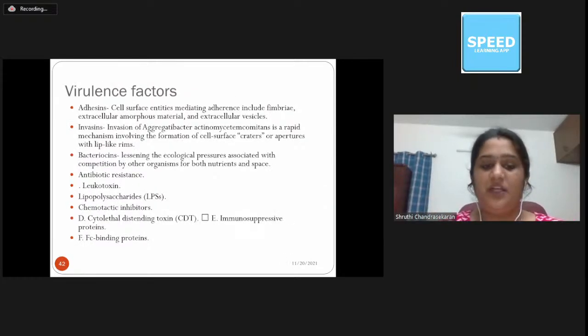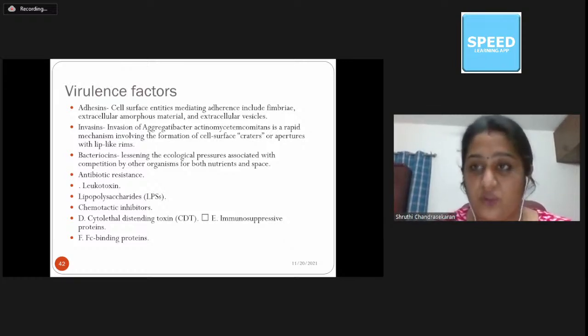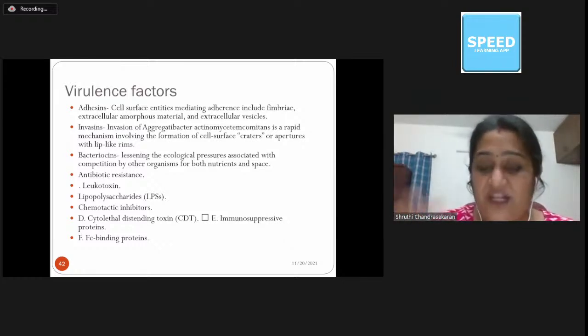Okay. The virulence factors of Aggregatibacter are adhesins. As I already told you, adhesins means it will directly go and bind to the surface of the host by means of fimbriae, extracellular matrix materials, and extracellular vesicles. You also have invasins, which are mechanisms or craters present on the cell surface, which will help in attaching itself to the host tissue. It also contains bacteriocins, which will be able to degrade and change the ecological pressure in the local site, thereby preventing the adherence of other organisms.